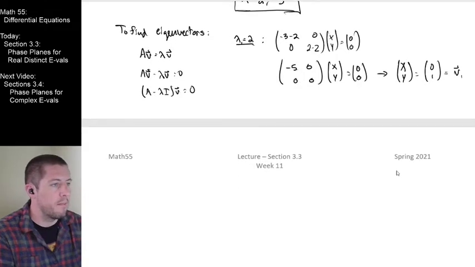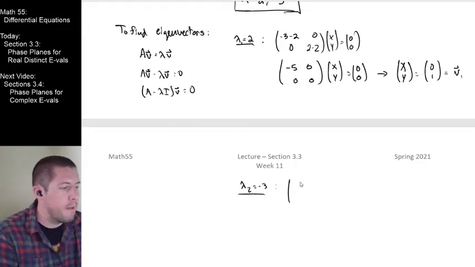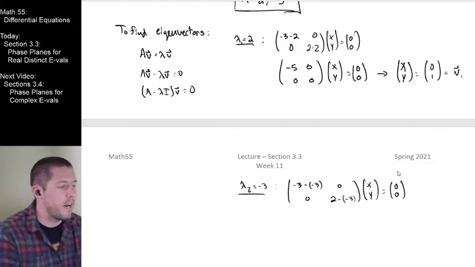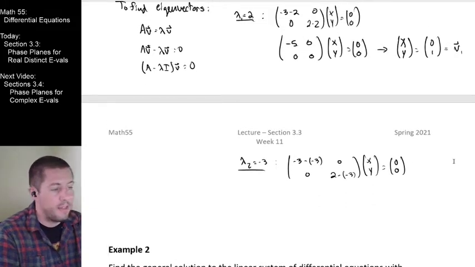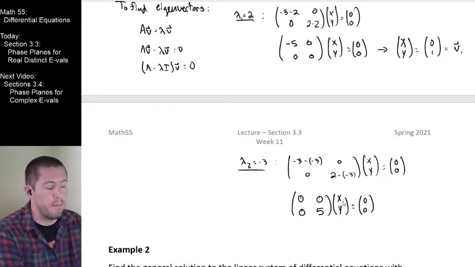Let's do the same thing again here, but let's use negative 3 as our next lambda value here. Lambda 2 is negative 3. And in this case right here, again, my A minus lambda I is now going to be negative 3 minus negative 3, 0, 0, 2 minus negative 3 times xy needs to be equal to 0, 0. We're looking for that vector xy to be our eigenvector. And in this case, you can notice that negative 3 plus 3 is 0 right here. So notice this is almost the exact same scenario as our previous eigenvalue eigenvector pair here.